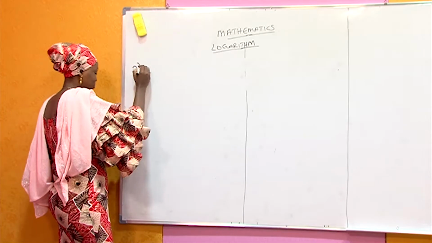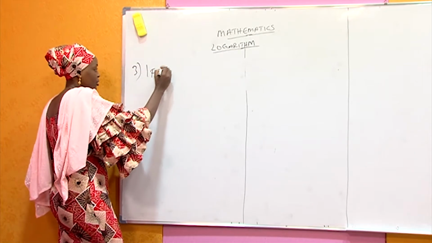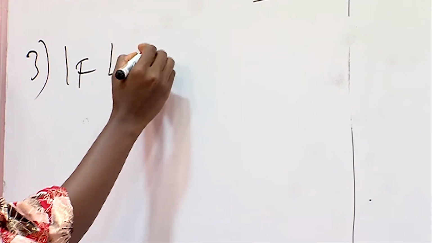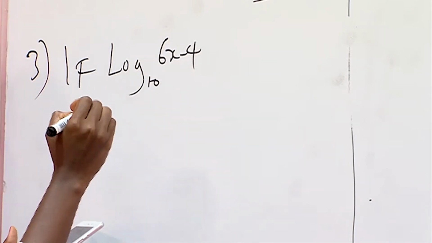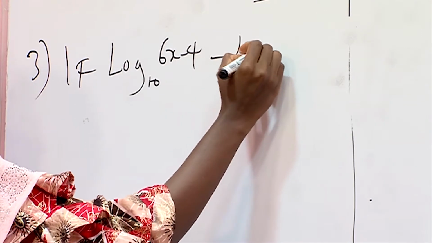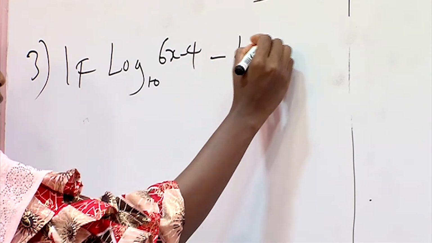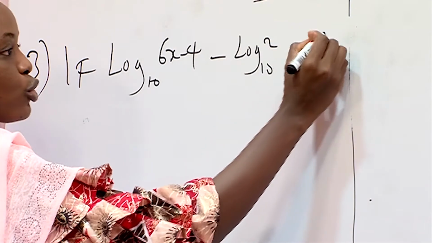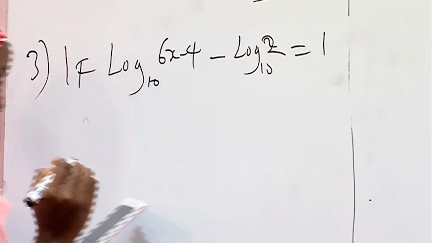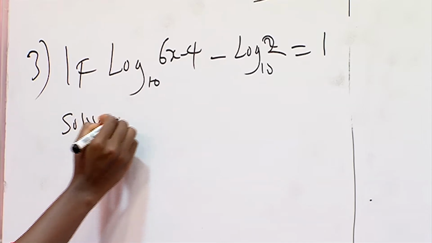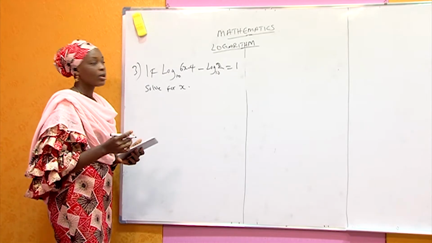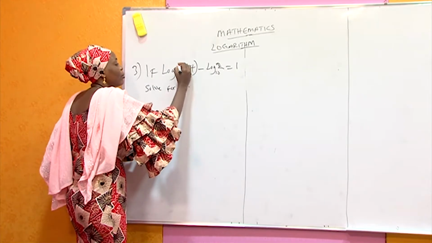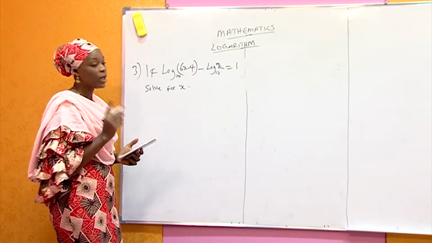Question number 3. We have: if log base 10 of (6x minus 4) minus log base 10 of 2 equals 1. This is 2, please. Solve for x. We have log (6x minus 4) minus log 2 equals 1.